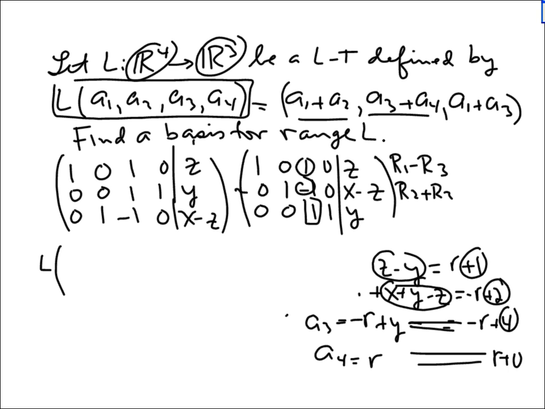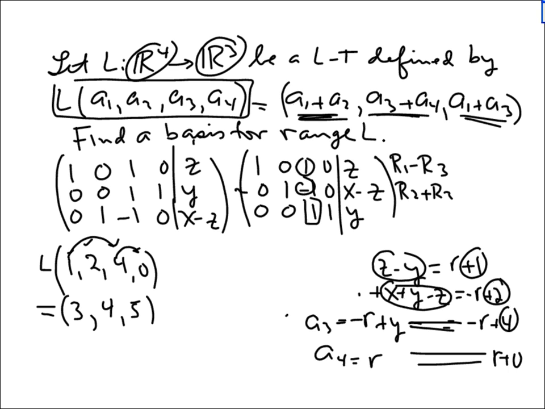L of 1, 2, 4, 0. Well, first I should add A1 and A2. 1 plus 2 is 3. And then I'm supposed to add 3 and 4. 4 plus 0 is 4. And then I'm supposed to add 1 and 3. 1 plus 4 is 5. Yeah, I got 3, 4, 5.